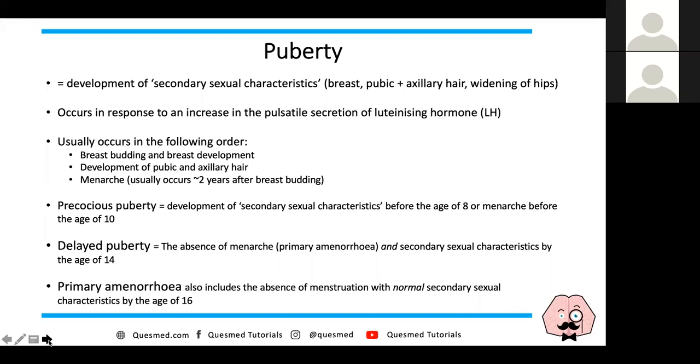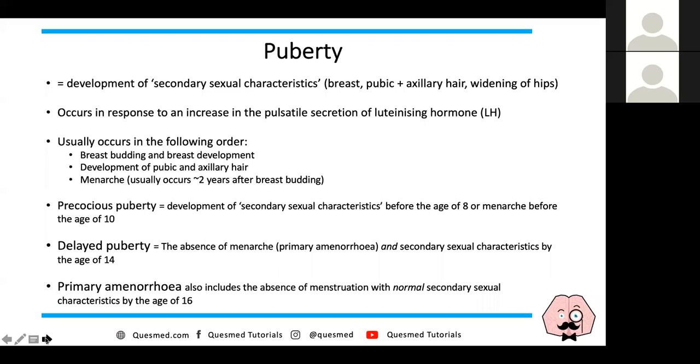Precocious puberty, we would call as development of any of these secondary sexual characteristics before the age of 8, or the start of the periods before the age of 10. Delayed puberty is the absence of menarche and secondary sexual characteristics by the age of 14. And primary amenorrhea means the absence of menstruation with normal secondary sexual characteristics by the age of 16. Primary amenorrhea means that they have never had a period.